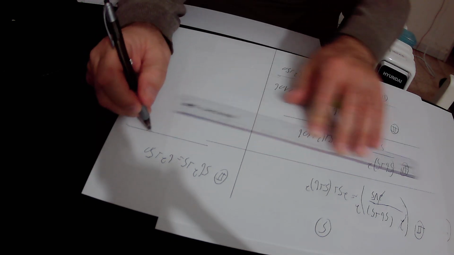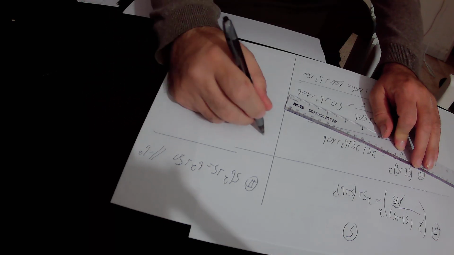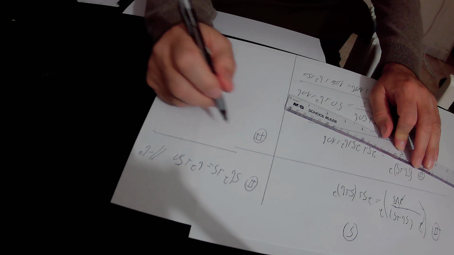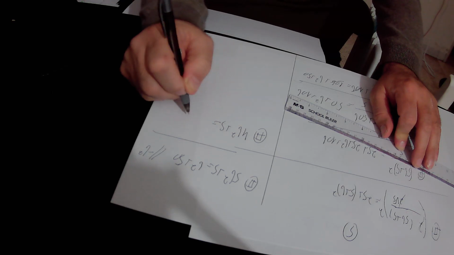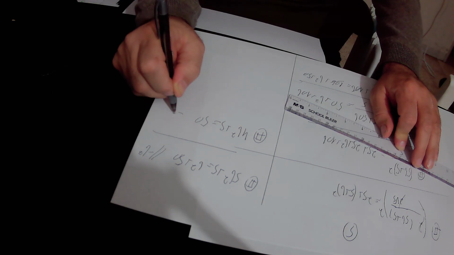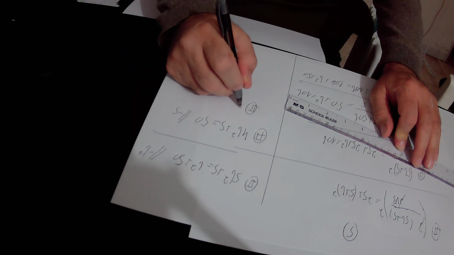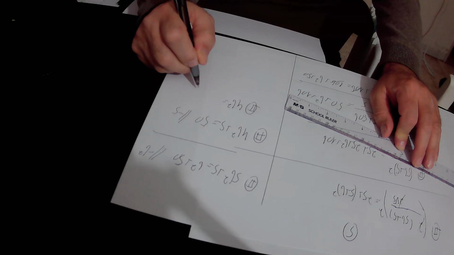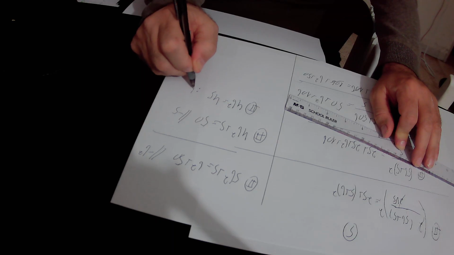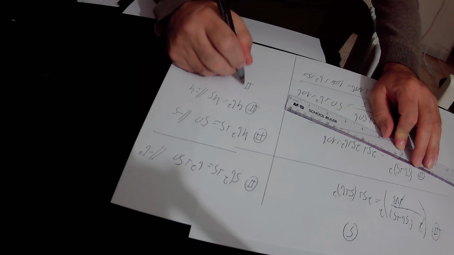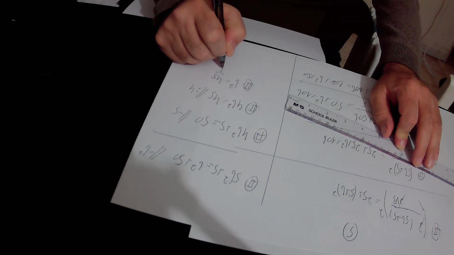Here we subtract b squared from the equation, and we get 5b squared minus b squared is 4b squared, plus 5 equals 50. Here we subtract 5, and finally we get 4b squared equals 50 minus 5, which is 45. Here we divide the equation by 4, and finally we get b squared equals 45 over 4.